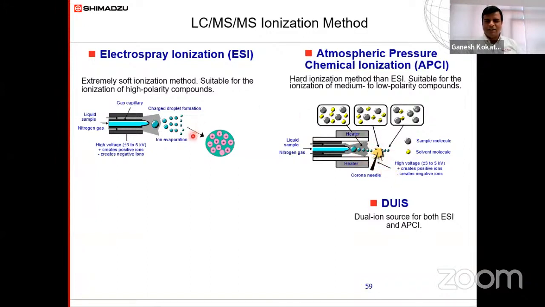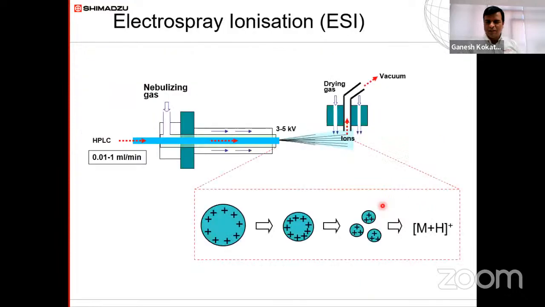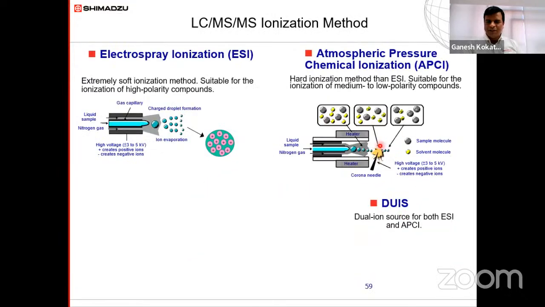So the basic difference between ESI and APCI is that the first is a soft ionization and the second is a hard ionization. In ESI, during formation of the spray, we apply the voltage. In APCI, after formation of the ions, we apply the voltage. And in the case of DUIS, both are happening simultaneously. We have this probe as well as the corona needle inside the DUIS.